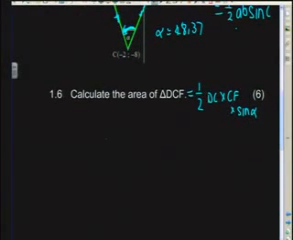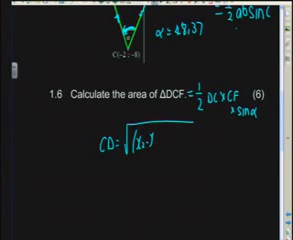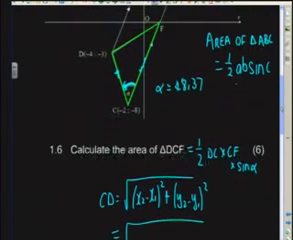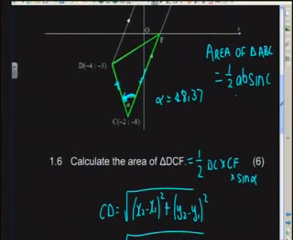So we want CD. This is from the distance formula. It's going to be the square root of x2 minus x1 squared plus y2 minus y1 squared. So if we go to the points C and D, I'm going to say minus 4 minus minus 2.